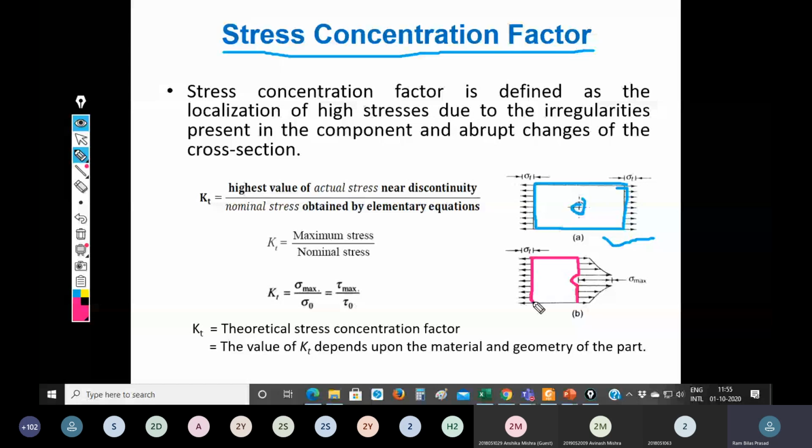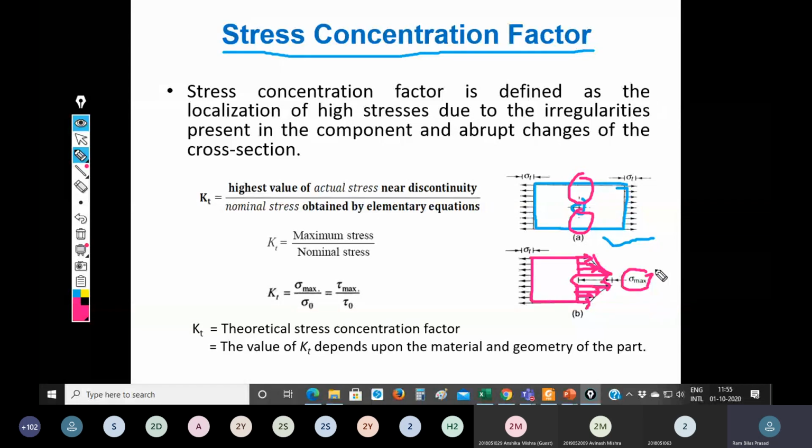You can see that near the hole this is the distribution of stress. The stress is maximum near the hole, and it slowly reduces towards the end of the plate. So it is maximum near about the hole. That is known as sigma max, right? Here we are getting a sigma max because of stress concentration.